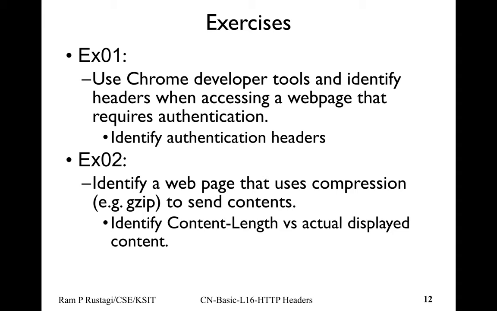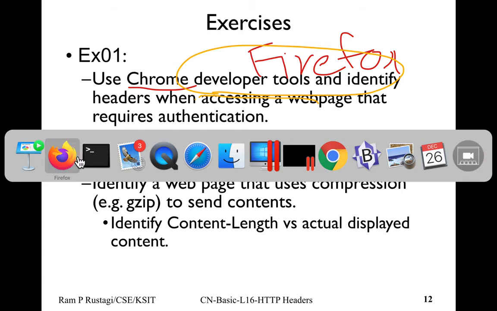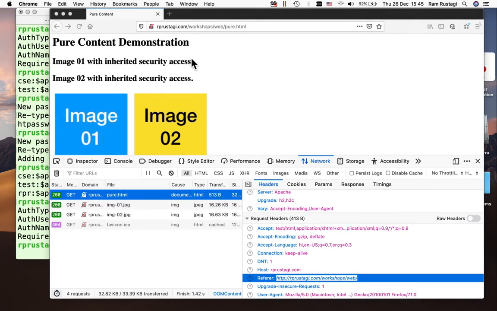Finally, as an exercise, use either Chrome or Firefox. Open the web developer tools and analyze the headers. Access a page, identify authentication; you can access any site which authenticates and see how the HTTP headers work. Or you can even try my own website. It will ask you for authentication in the Chrome browser. I'll go there.